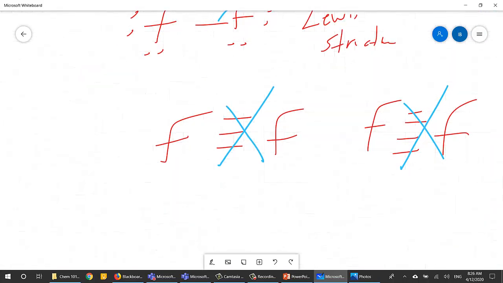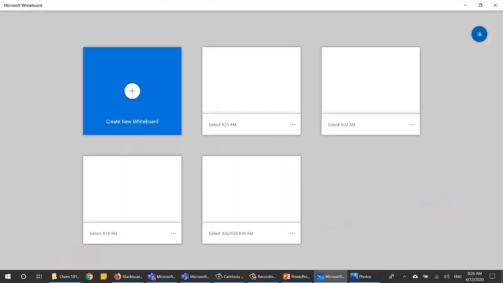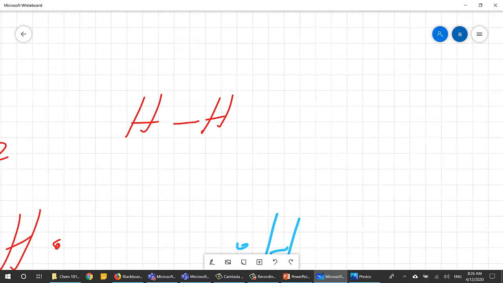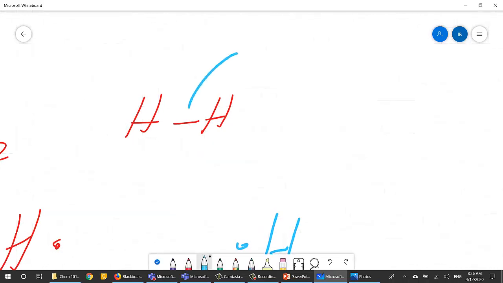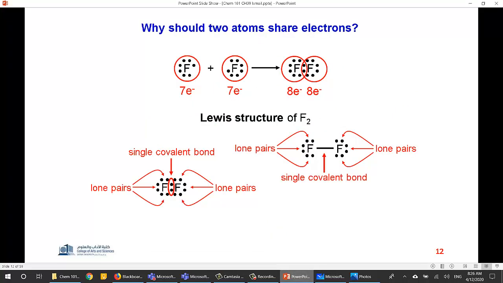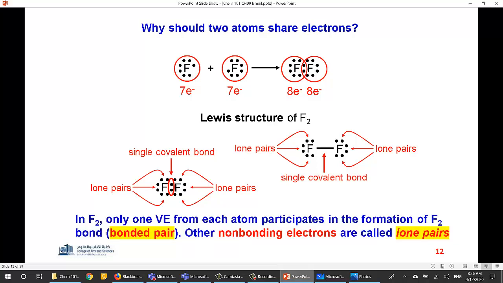For hydrogen, hydrogen is here. So hydrogen has 1 bonding pair, and the number of lone pairs equals 0. There is no lone pair in H2. So, single covalent bond, one bonding pair, and this is a lone pair. Keep this in mind as well.